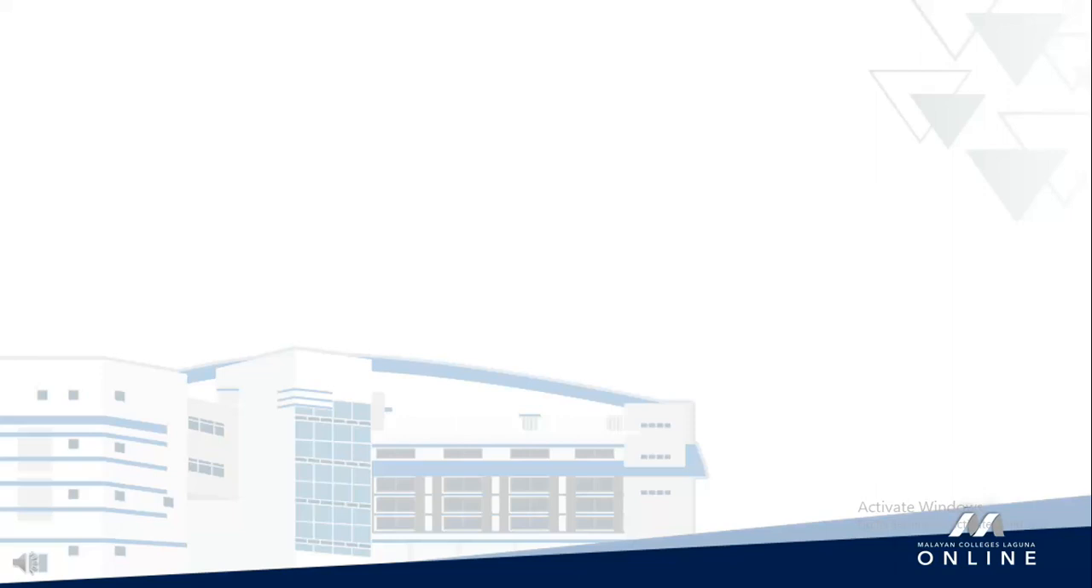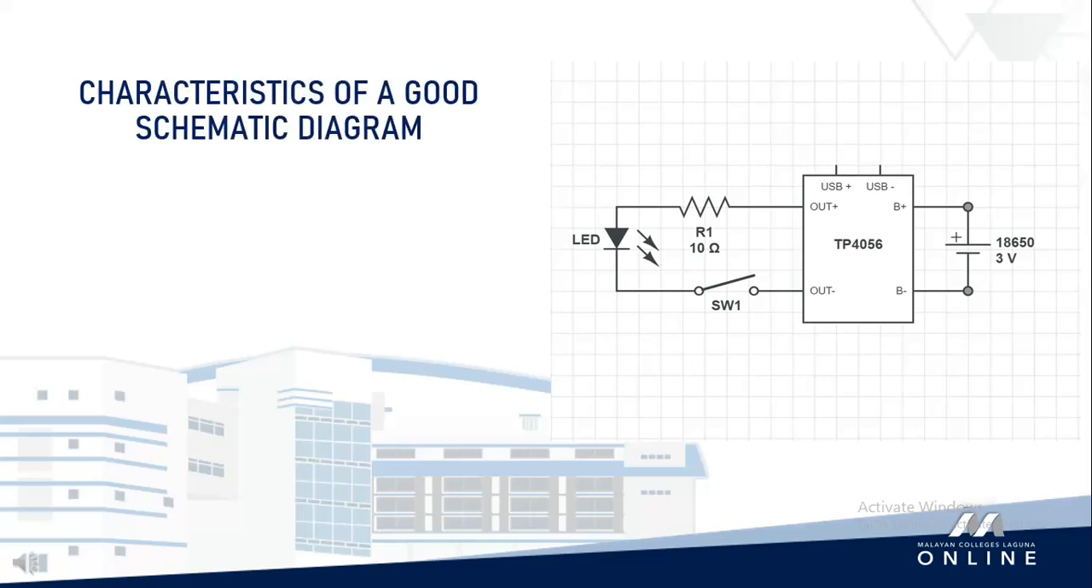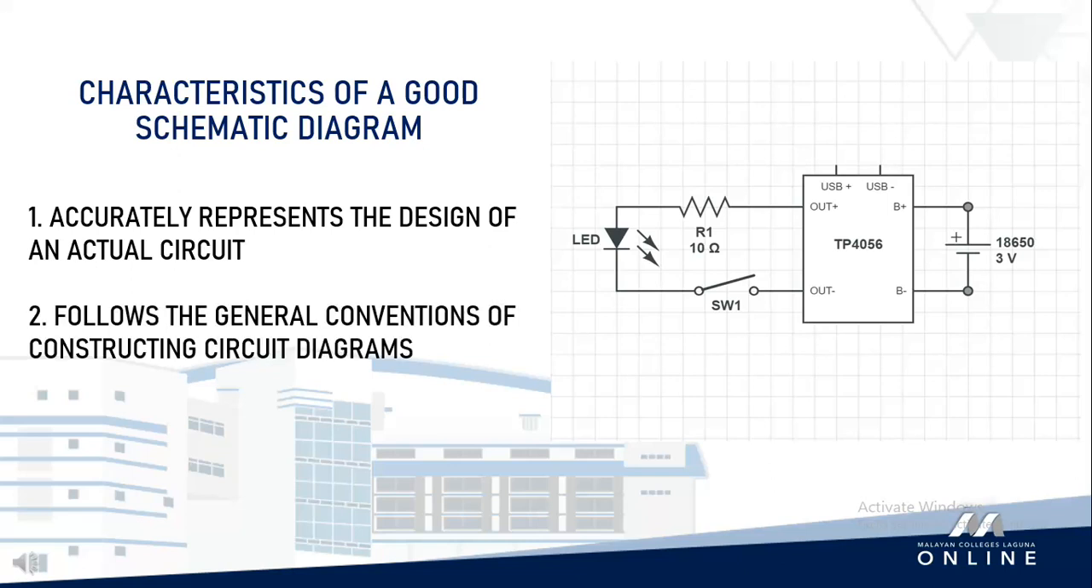The efficiency of schematic diagrams lies not in their artistry, but in the clear and accurate presentation and representation of each component. In order for us to attain these, the following are the characteristics we need to remember. First, it accurately represents the design of an actual circuit. Second, it follows the general conventions of constructing circuit diagrams. And lastly, it offers simplifications wherever possible.